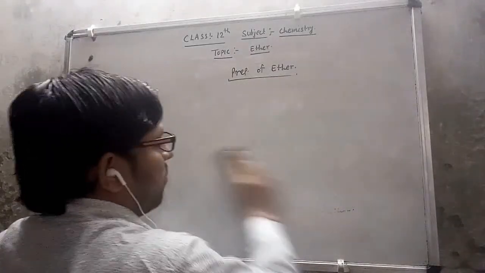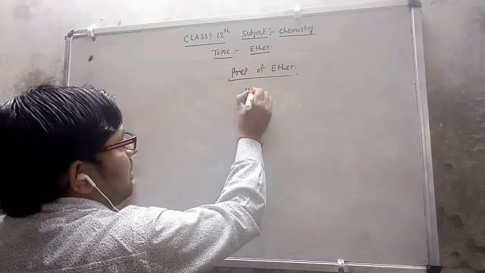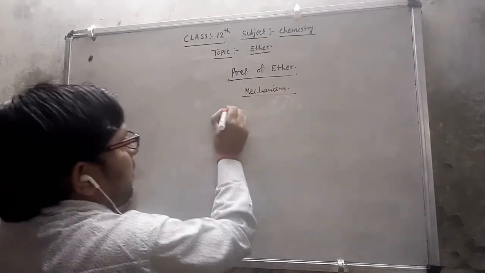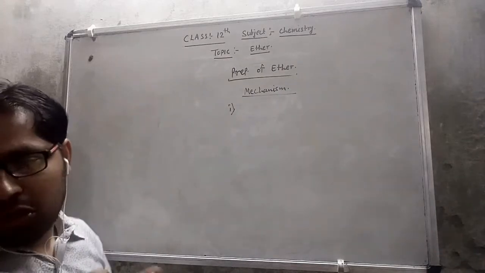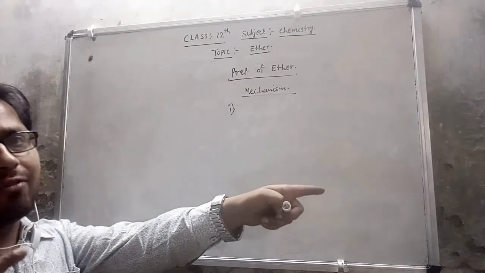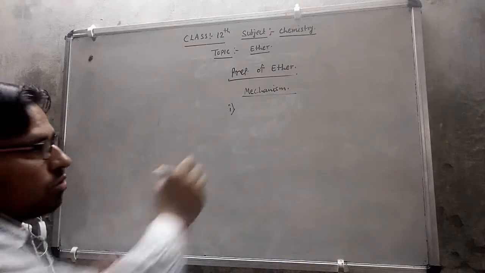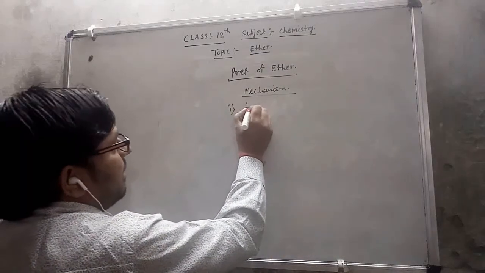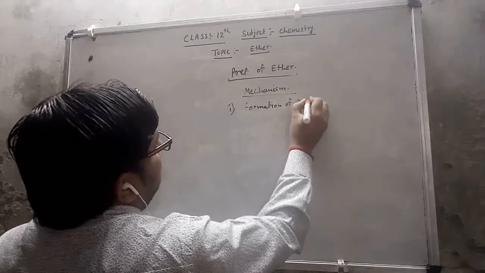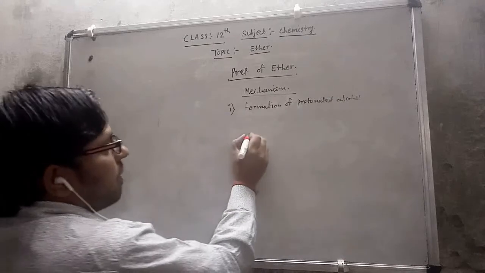Now the mechanism of dehydration of alcohol, or I can say the mechanism of the same reaction whatever I have discussed for ether. The first step for the mechanism is the protonation of alcohol, the same first step that we have discussed in the mechanism of the dehydration of alcohol for the preparation of alkene. So the first step is formation of protonated alcohol.